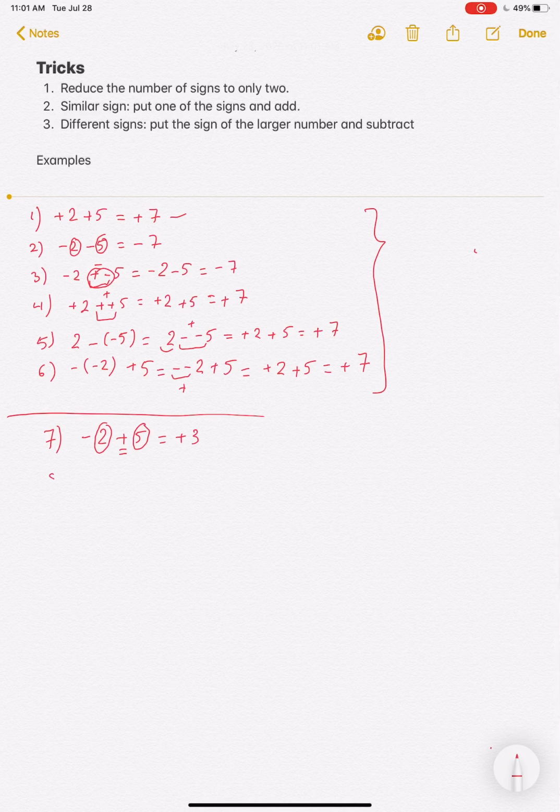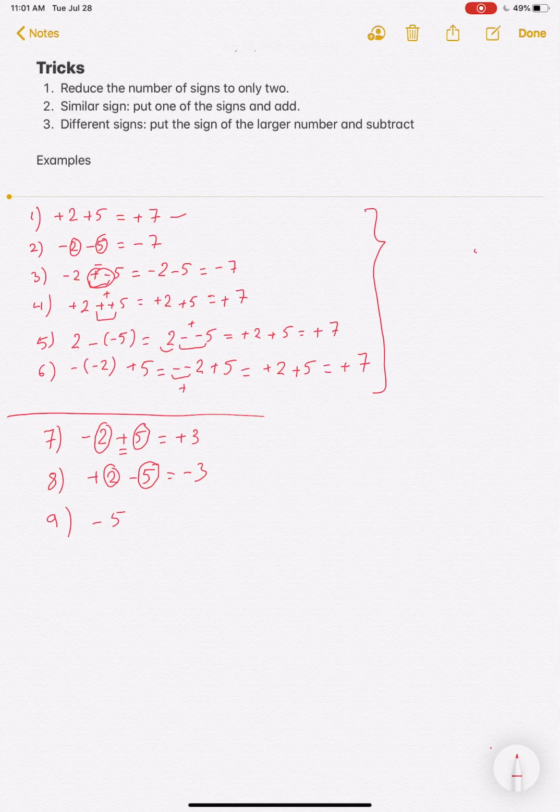Another example. What if we have positive 2 and negative 5? Now again, we have two numbers. We have 2 and 5. Which one is the larger? It's 5. What is its sign? Negative. What's the difference between 5 and 2? It's 3.